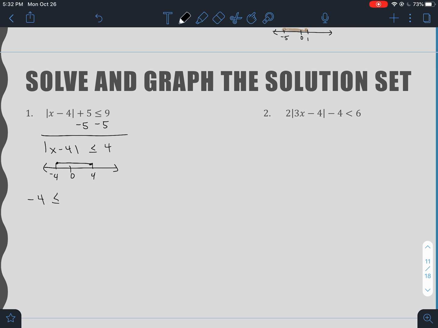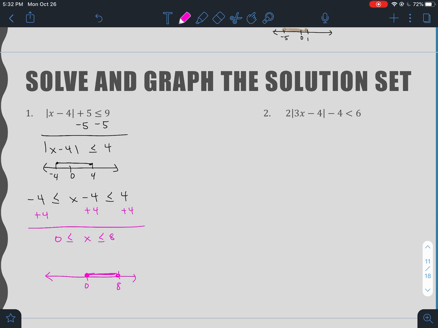So I need x minus 4 to be sandwiched in between negative 4 and positive 4 on the number line. I'm going to add 4 to both sides, and I get 0 is less than or equal to x, which is less than or equal to 8. So I need the values for x to be in between 0 and 8. So my number line would look like that.